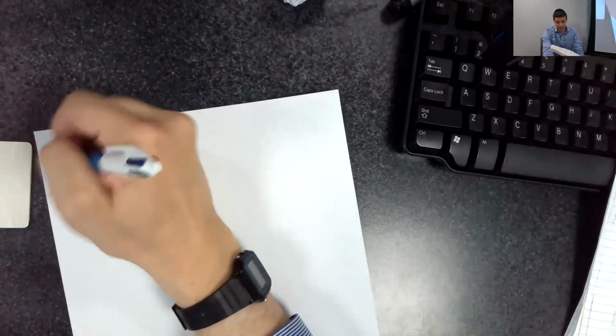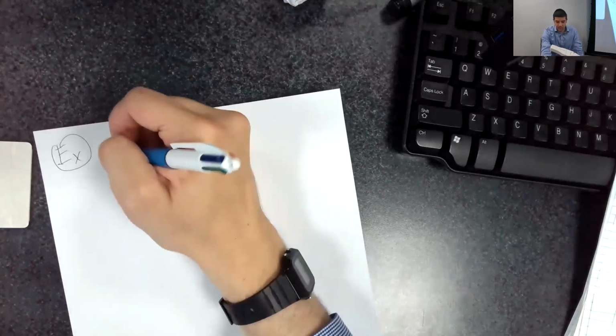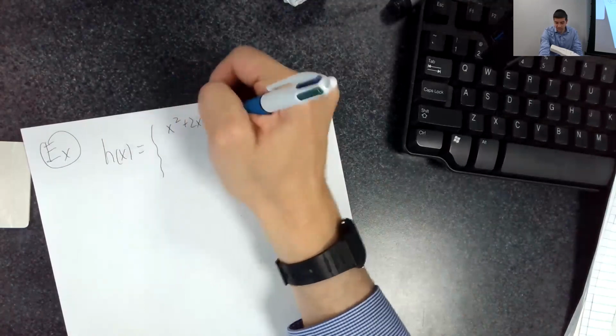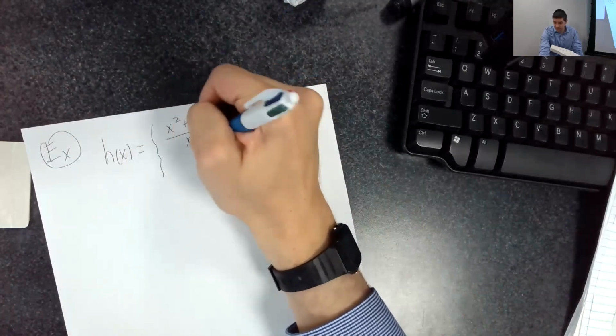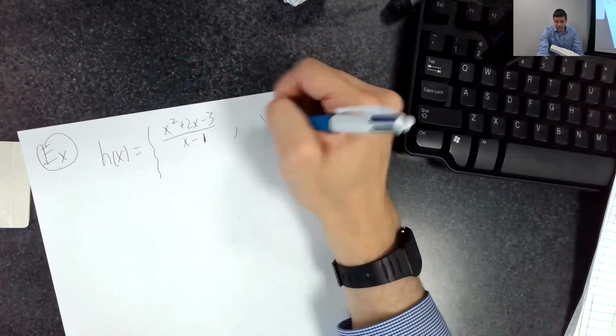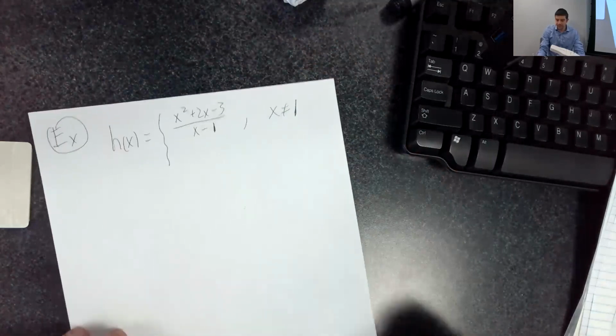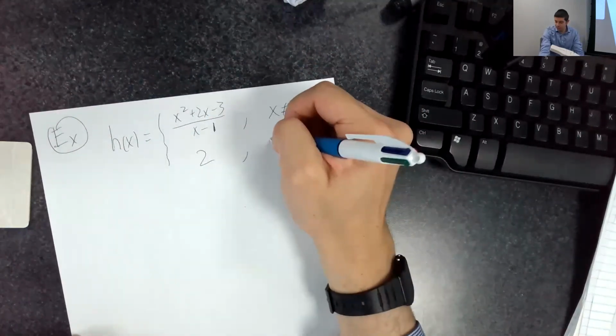Let me give you another example, just so you see. Suppose h of x, let's make it piecewise: x squared plus 2x minus 3 over x minus 1 if x is not equal to 1, that's the function that we just had. And otherwise it's 2 if x equals 1.